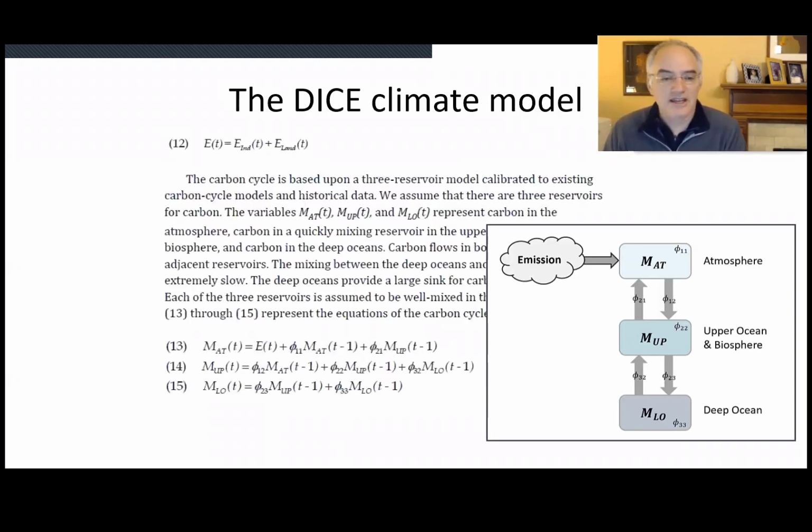Okay, and so you can see from this formula that the model says that the atmospheric amount of carbon in a given period is equal to the emissions in that period plus the amount in the atmosphere and the upper oceans in previous periods times these mixing coefficients.